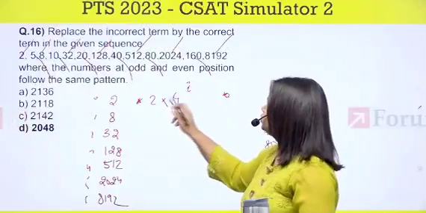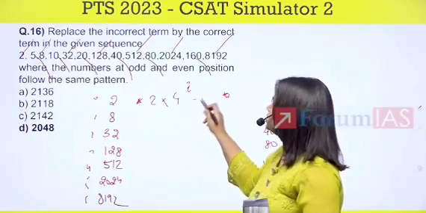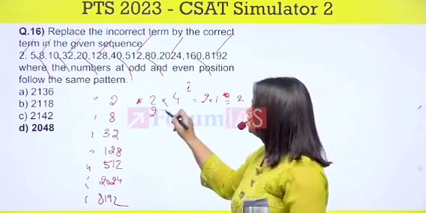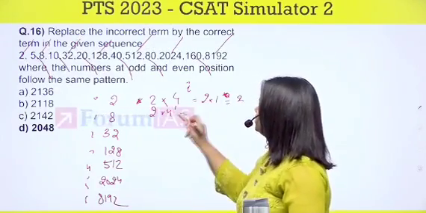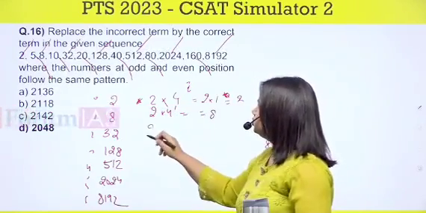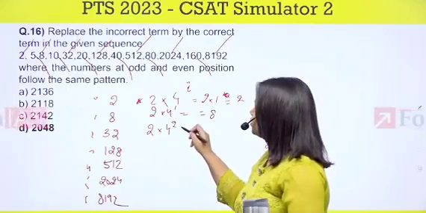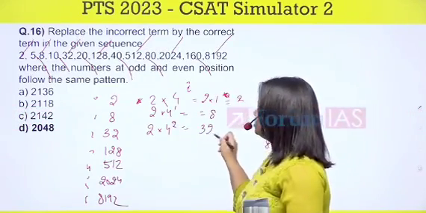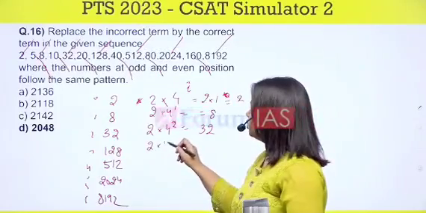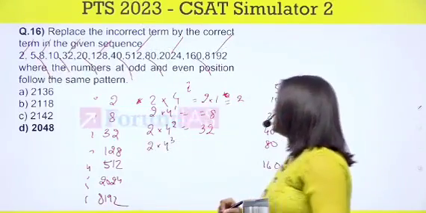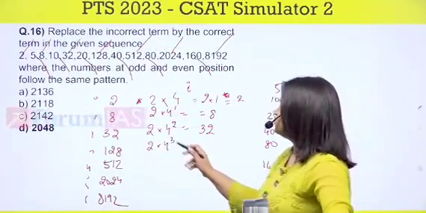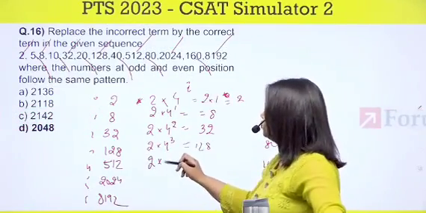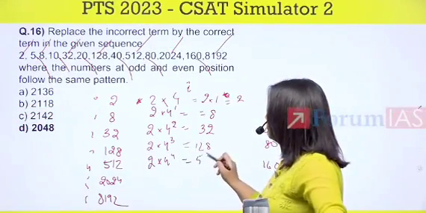So 2 into 4 to the power 0 is 2 into 1, which will be 2. 2 into 4 to the power 1 will be 2 into 4, which is equal to 8. 2 into 4 squared, 4 4s are 16, 16 2s are 32. 2 into 4 cubed, 16 4s are 64, 64 into 2 is 128. And 2 into 4 to the power 4 is 512.